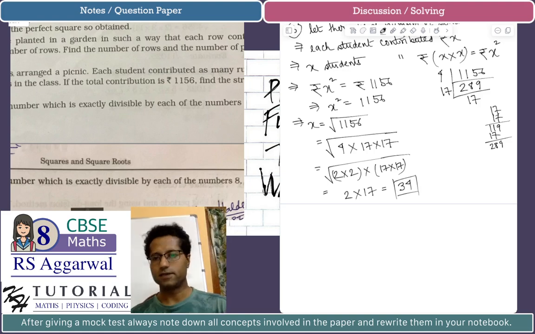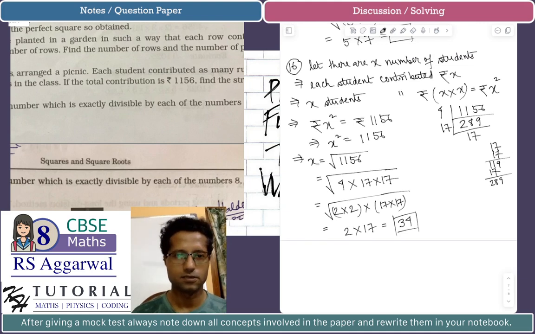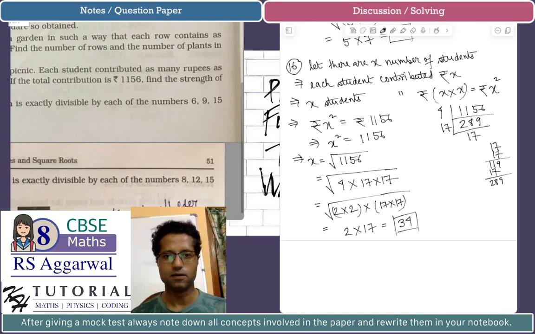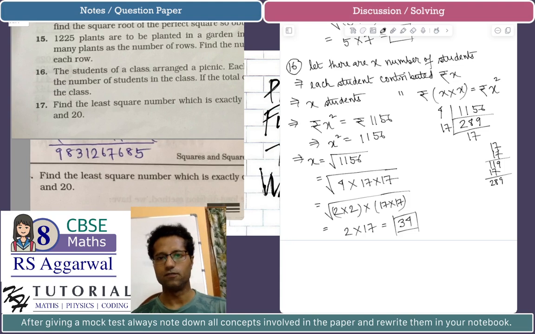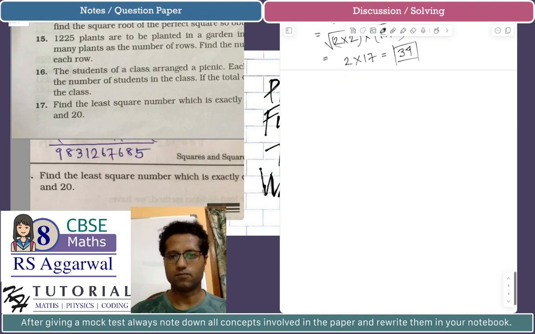So 30x is 34, and what was x? x was the total number of students in the class. That is what the question has asked: find the strength of the class, that is the number of students, which is x, which is 34 in this problem. So the answer is 34.